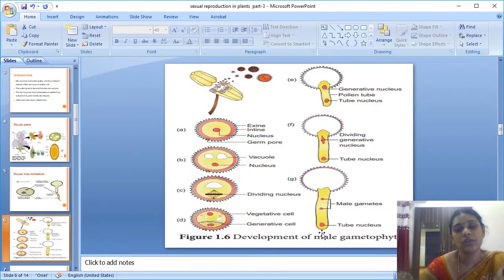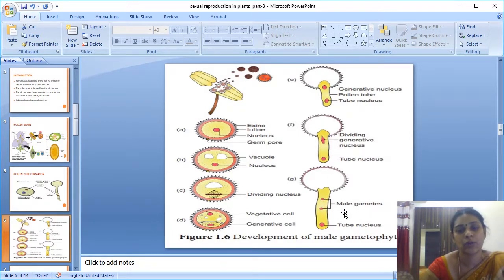This is the vegetative nucleus here. When it comes out as a tube, it is called the tube nucleus. That's all, don't confuse yourself with this. Our important focus is only the generative nucleus. Once it becomes a pollen tube, it starts dividing again and becomes male gametes.